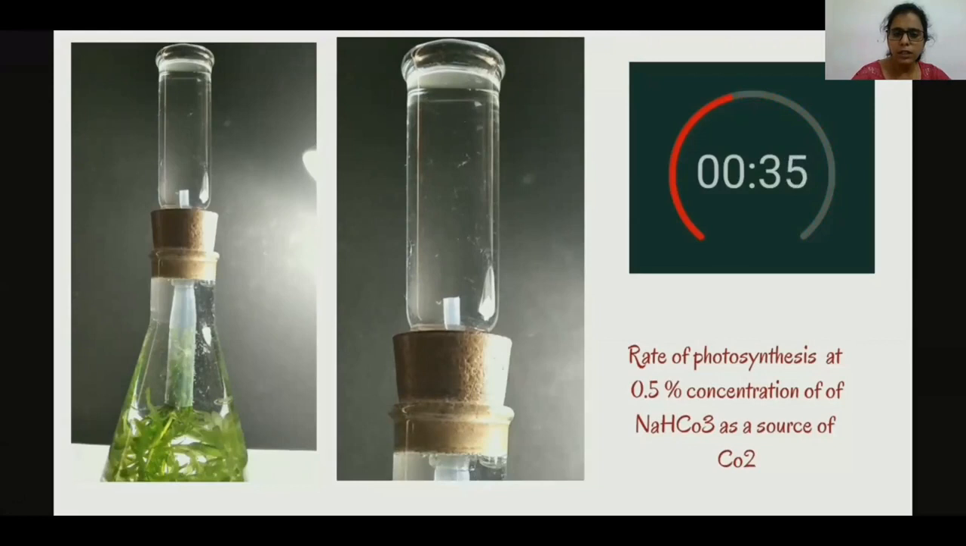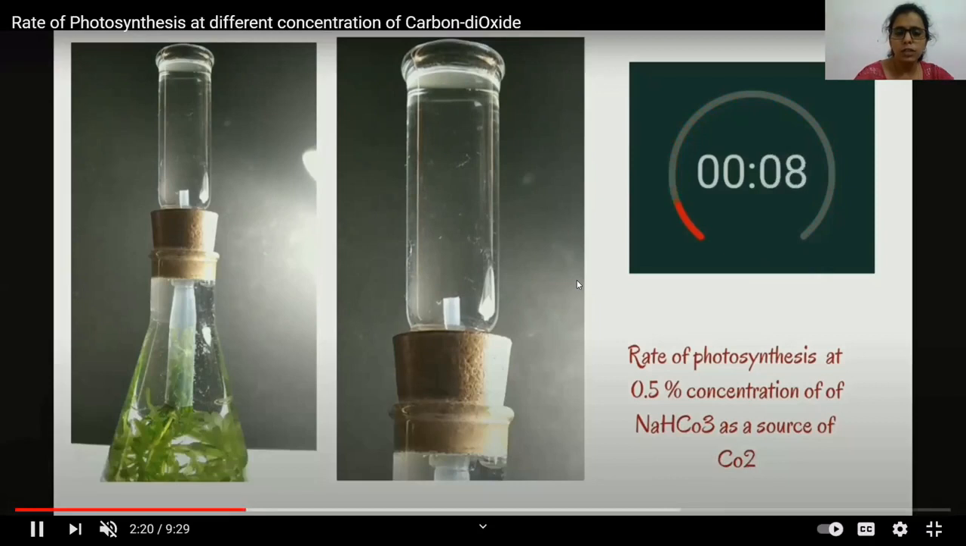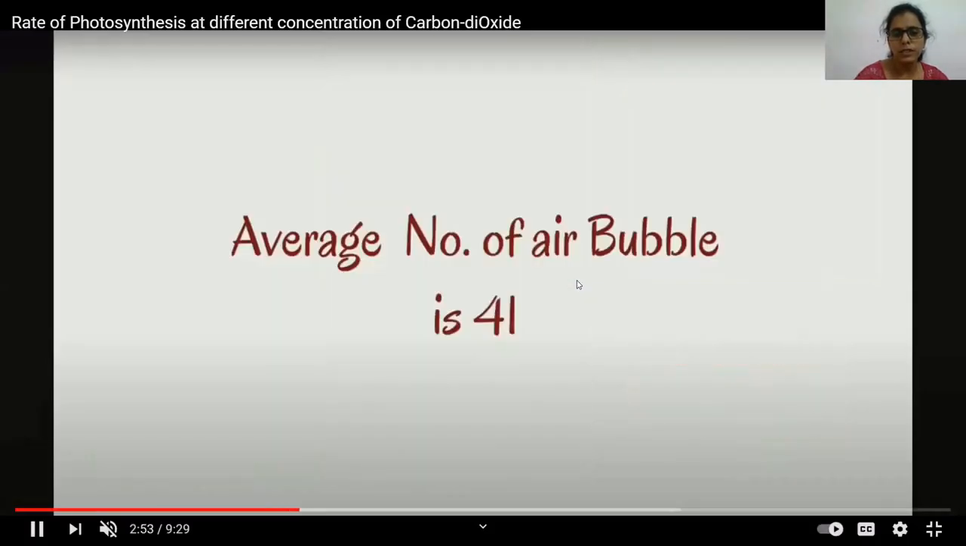And then again, you can take a similar reading for 1 more minute. Then you can find out the average of these two readings, so that would be the mean number of oxygen bubbles produced in 1 minute. Fine. So the average number of bubbles produced at 0.5% concentration is 41.